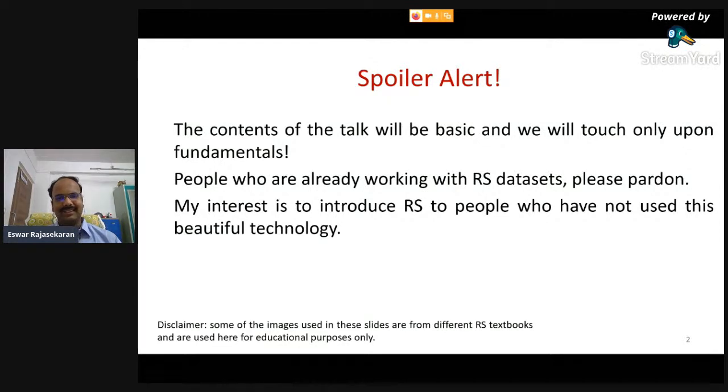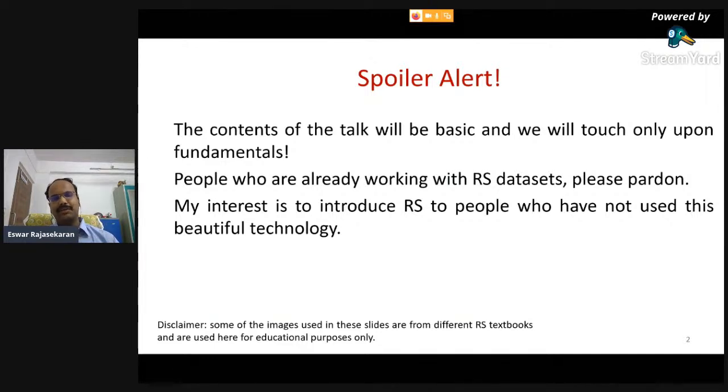Before we go on, there's a small spoiler alert. The contents of the talk will be extremely basic, and I'll be touching only upon the fundamentals of remote sensing, and we will not be looking at some hi-fi studies. So people who are already working with remote sensing data sets, or who already have good experience with remote sensing, please pardon me. The idea of my talk is to introduce remote sensing to people who have not used this technology for their practical applications.